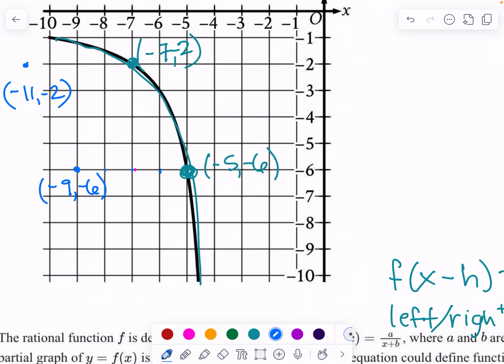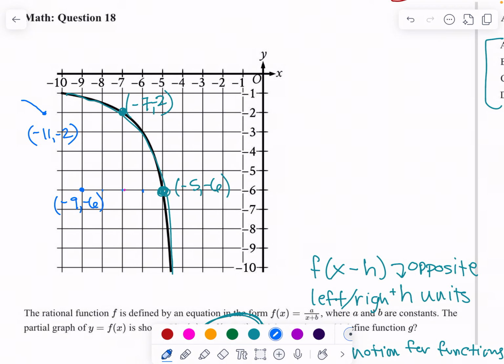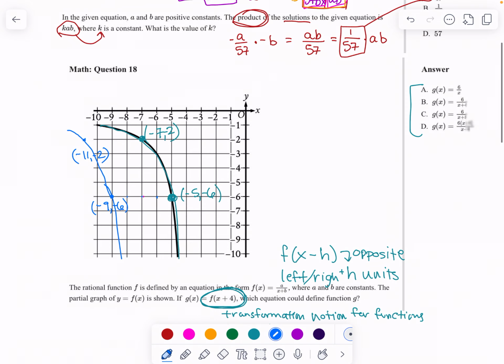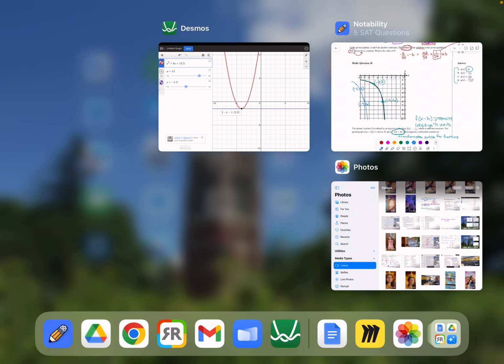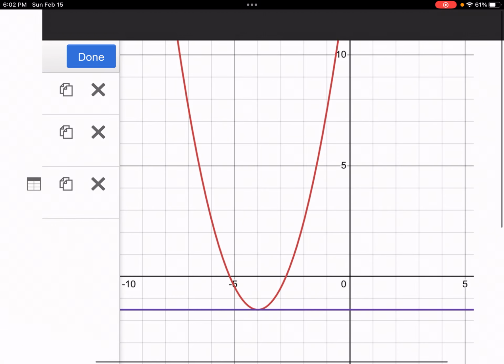Okay, so I'm going to go through my graphs and look for one that's moved over quite a bit. And I can tell from experience it wouldn't be that one, but it doesn't hurt to go through and do that. So we're going to go to Desmos. You'll have Desmos available on every question on the test.